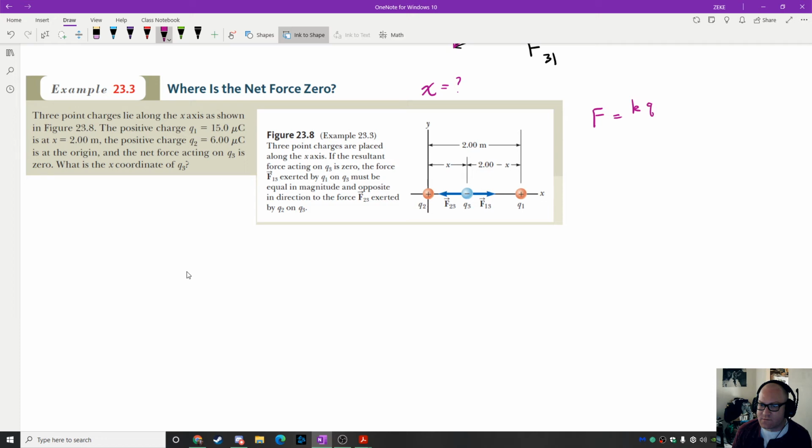Now, on our picture, what's the distance between 2 and 3? On this diagram, 2 meters? Nope, that's the distance between 1 and 2. We want the distance between 2 and 3. It's just x. Okay, and then this needs to be equal to k times the other two, Q1 and Q3. And what's the distance between those two? From here to here is that distance.